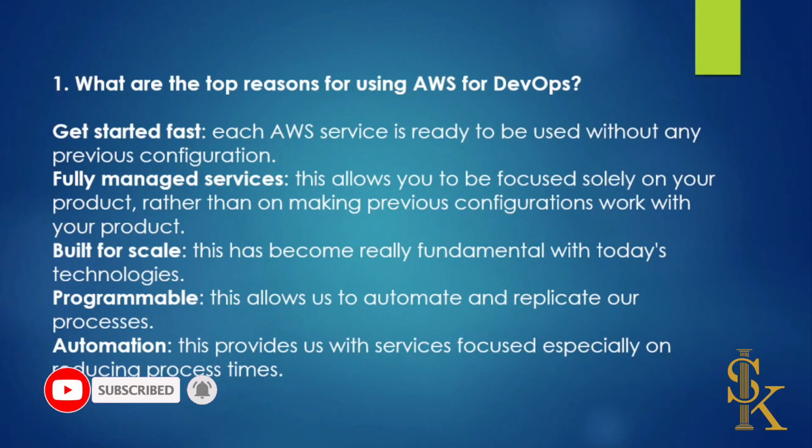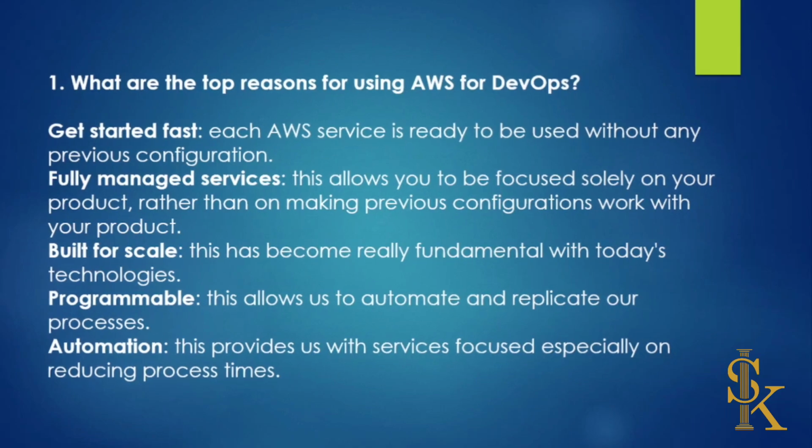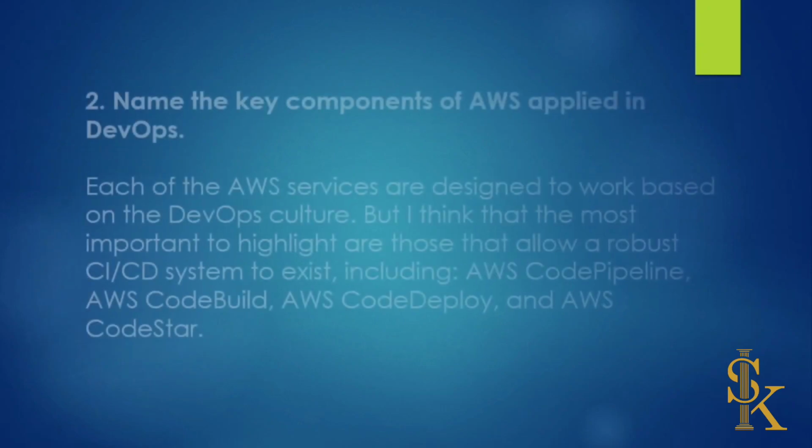Get started fast. Each AWS service is ready to be used without any previous configuration. Fully managed services. This allows you to be focused solely on your product, rather than on making previous configurations work with your product. Built for scale. This has become really fundamental with today's technologies. Programmable. This allows us to automate and replicate our processes. Automation. This provides us with services focused especially on reducing process times.